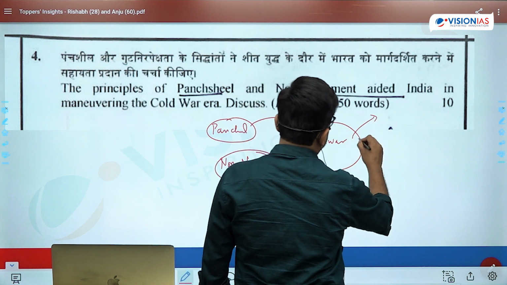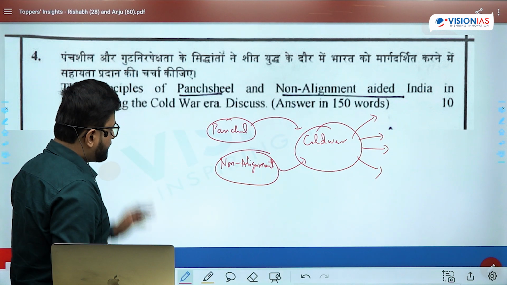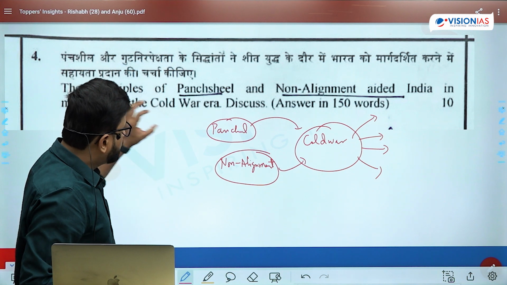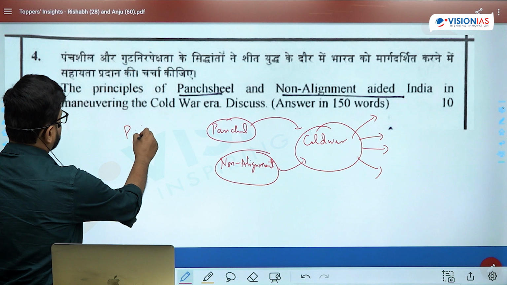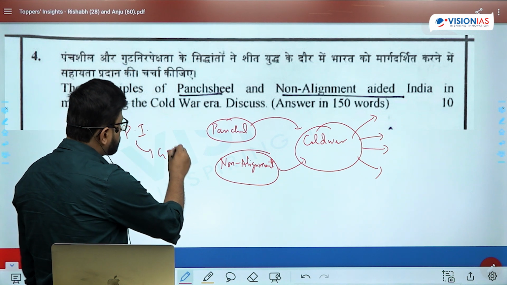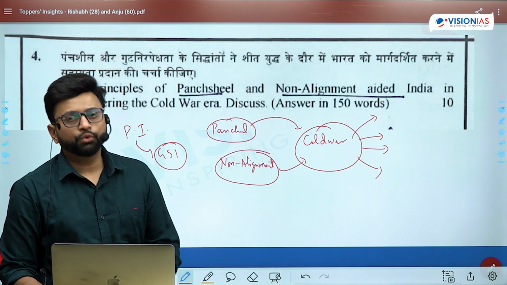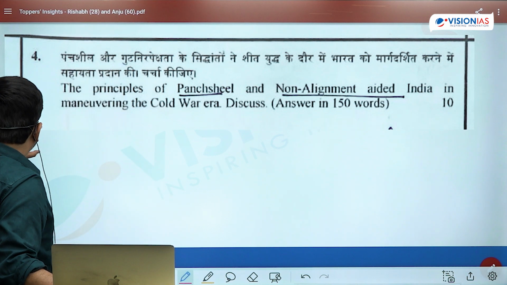So here you have to talk about all these various ways, okay? Essentially this came as part of a question from post-independence India, history of India, or from GS1, but equally this can also come as part of your GS2 paper or from international relations, okay? So let's take a look at what the topper has done here.